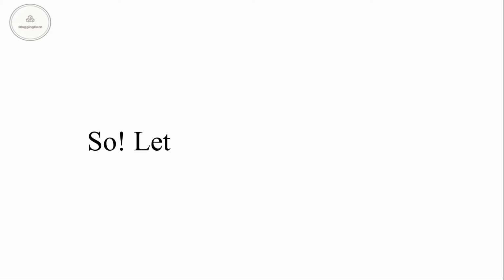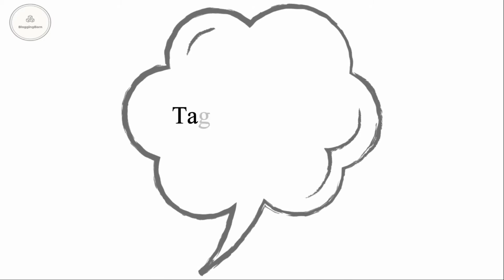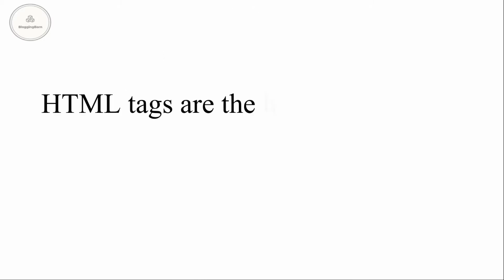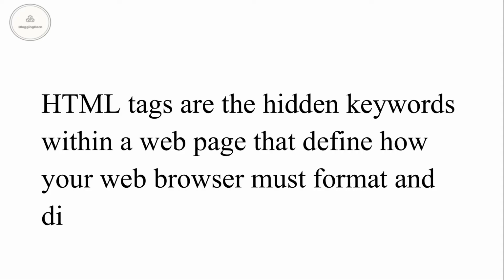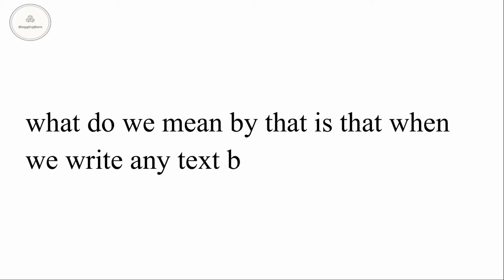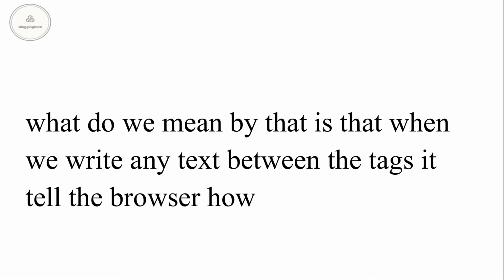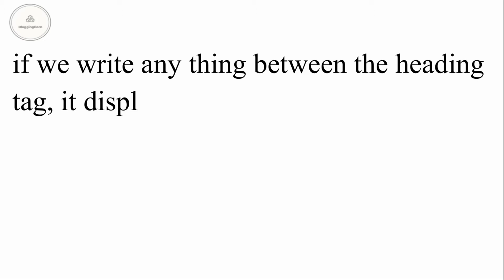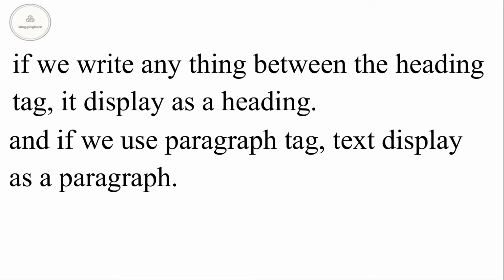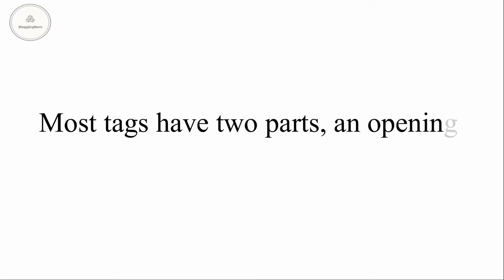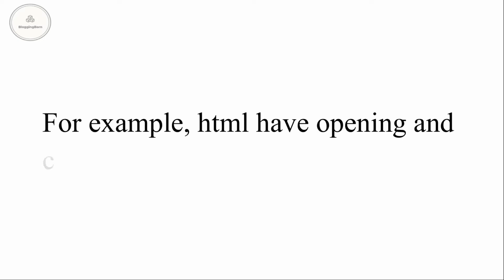Welcome back. So let's start by answering what do we mean by tags in HTML. HTML tags are the hidden keywords within a web page that define how your web browser must format and display the content. What do we mean by that? It means that when we write any text between the tags, it tells the browser how to display it. If we write anything between the heading tag, it displays as a heading. And if we use the paragraph tag, the text displays as a paragraph. Most tags have two parts, an opening and a closing part. For example, HTML has an opening and closing tag.